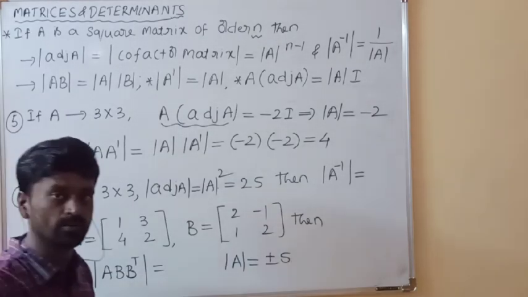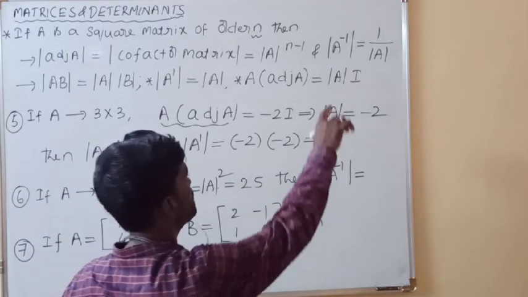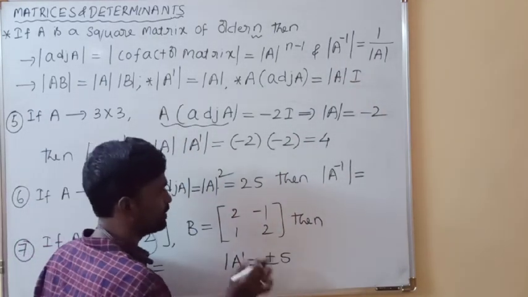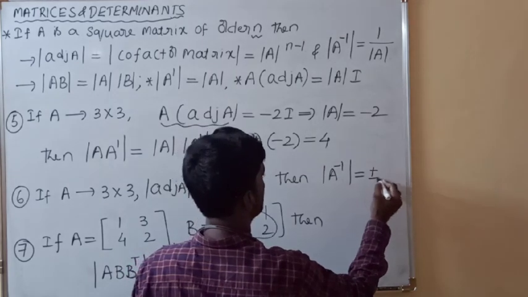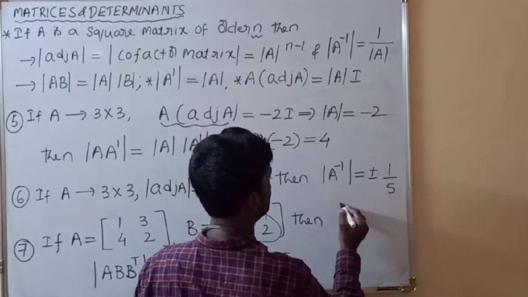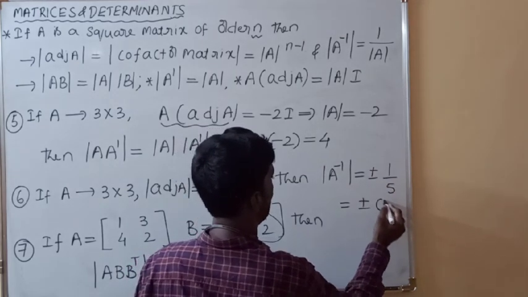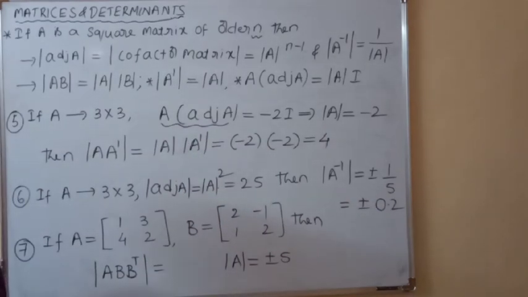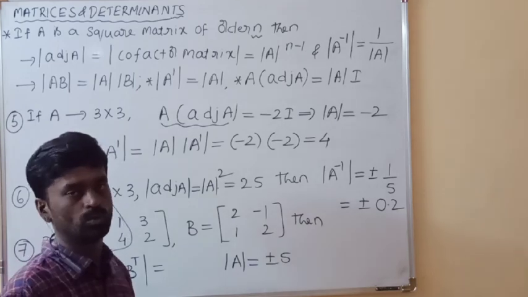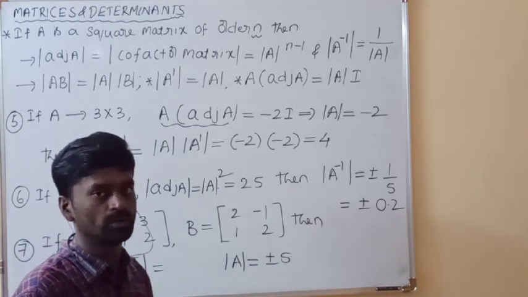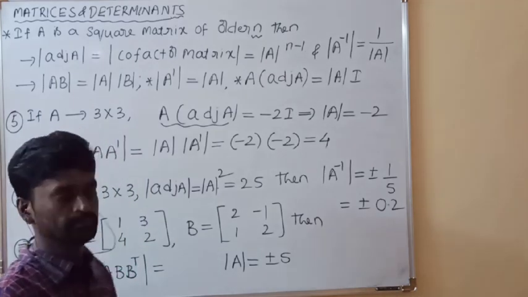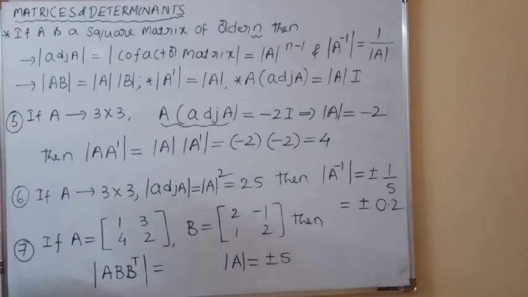But we have to find what? Det of A inverse. But what is the det of A inverse formula? 1 upon det A. As det A is equal to plus or minus 5, det of A inverse, what will you get? Plus or minus 1 by 5. 1 by 5 value is how much? 0.2. Because in the options it is given in the form of decimals, 0.2, 0.3, 0.4, like that. Okay.